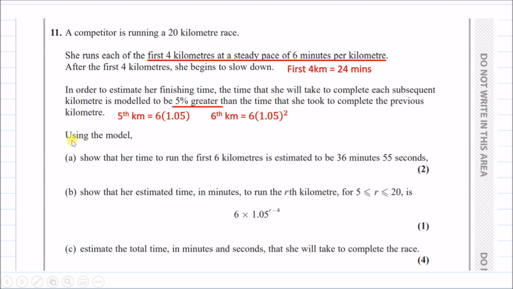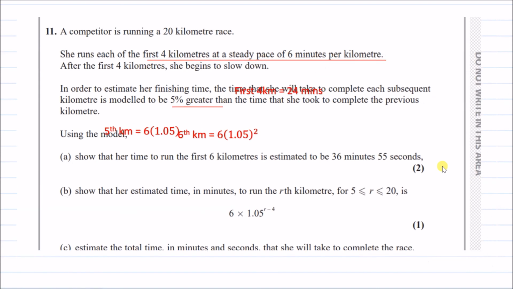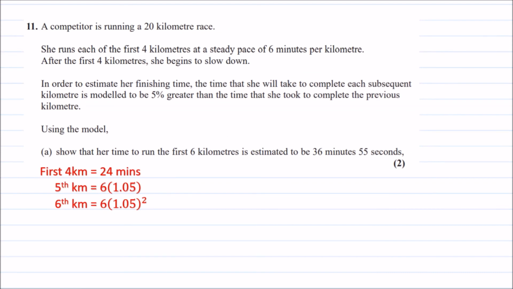Now, using the model, show that her time to run the first 6 kilometers is estimated to be 36 minutes and 55 seconds. Alright, so let's just pull this out for a second and take our data with us. Now, we saw earlier that the first 4 is 24 minutes, the 5th is that many minutes, and the 6th is 6 times 1.05 squared minutes.